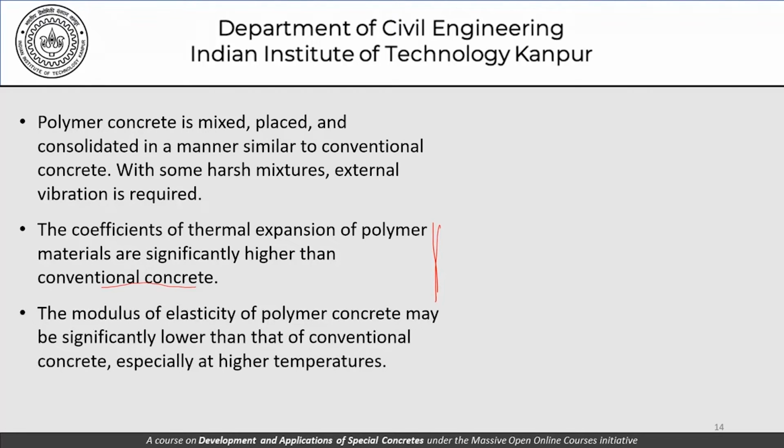The modulus of elasticity of polymer concretes may also be significantly lower than that of conventional concrete, especially at higher temperatures. So this really tells us that as far as polymer concretes are concerned, the physics is the same, but the properties of the hardened polymer, or the hardened binder as a matter of fact, are quite different from the hardened cement paste. And that is what shows when we talk in terms of the properties of polymer concrete, in terms of the coefficient of thermal expansion or the modulus of elasticity, or for that matter even the strength.